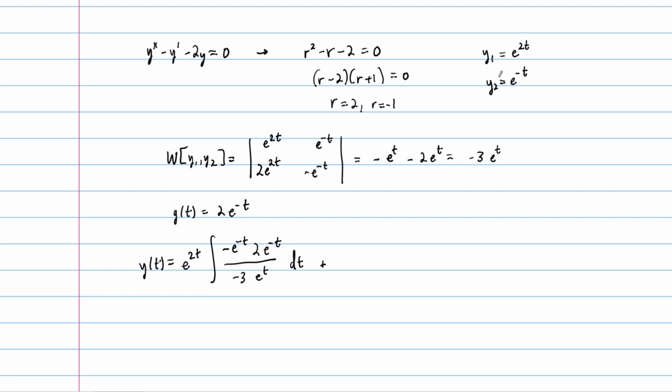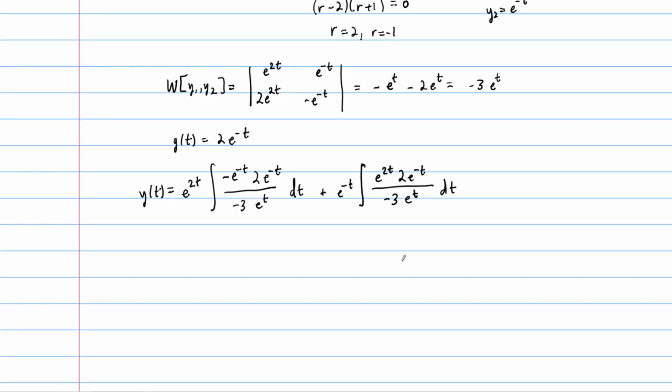And then plus y2, so that's going to be e to the minus t, times the integral of, this time it's going to be positive y1, so e to the 2t, times g, which is 2 e to the minus t, over the Wronskian, which is still negative 3 e to the t dt. And so these two integrals are what need to be computed now, right? We just have to compute each of these integrals, and then we'll be done.